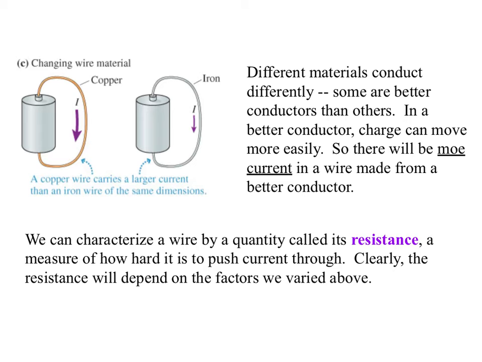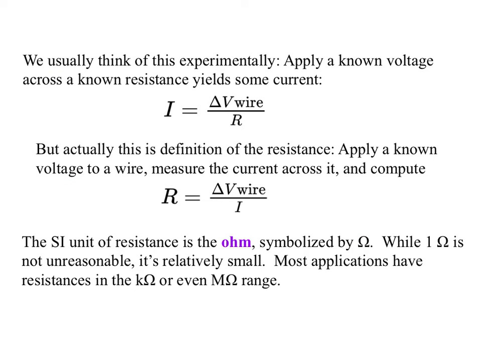We characterize all these things together by saying a wire has something called a resistance, a measure of how hard it is to push current through. And we can see that the resistance will depend on some of these factors we just talked about. We usually think of this experimentally: we apply a known voltage across a known resistance and we get some amount of current out. But actually, we use this instead to define the resistance. We apply some known voltage to a wire, measure the current that comes out, and then compute that the resistance is the voltage difference across the wire divided by the current that you saw.